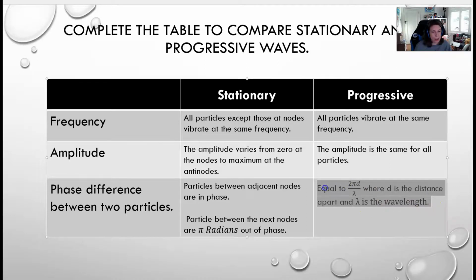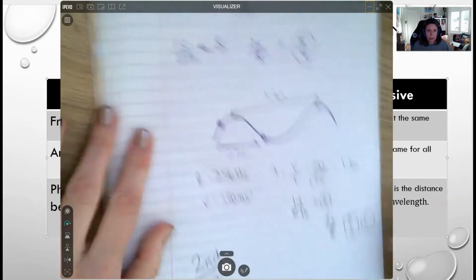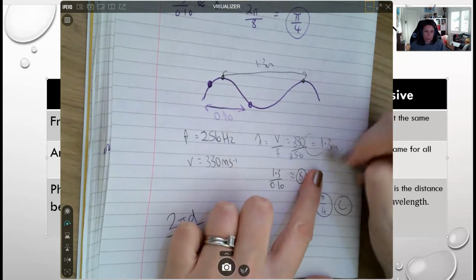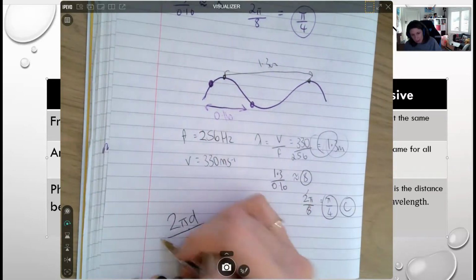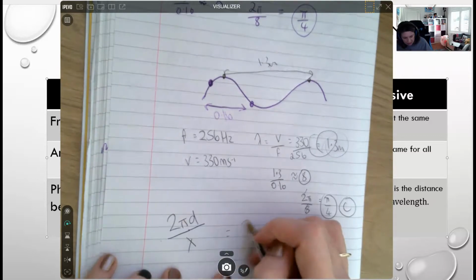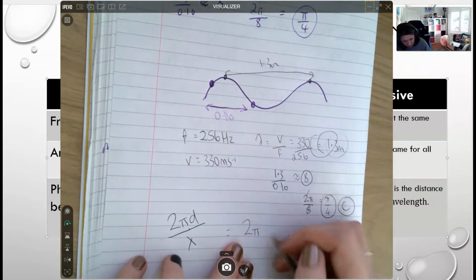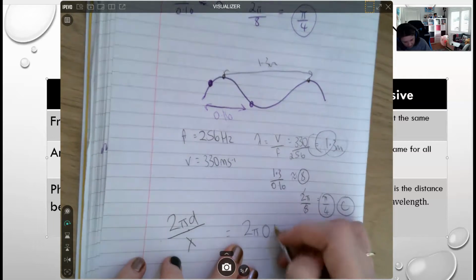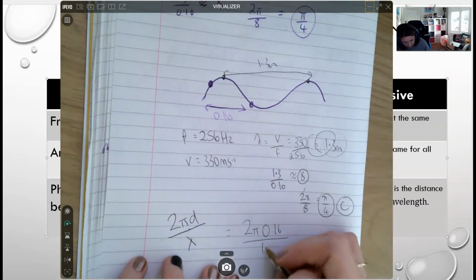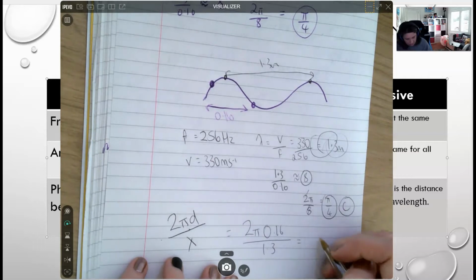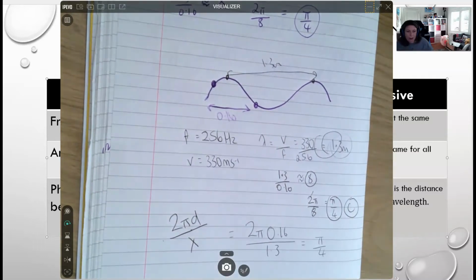We actually did this equation at the start of the lesson, but in two different parts. In fact, I'll just show you that question again, but using that equation. Once we've found this wavelength here, 1.3 meters, we can plug it in to find the phase difference. You're going to do 2 pi times 0.16 over 1.3, and that will give you pi by 4. Okay.